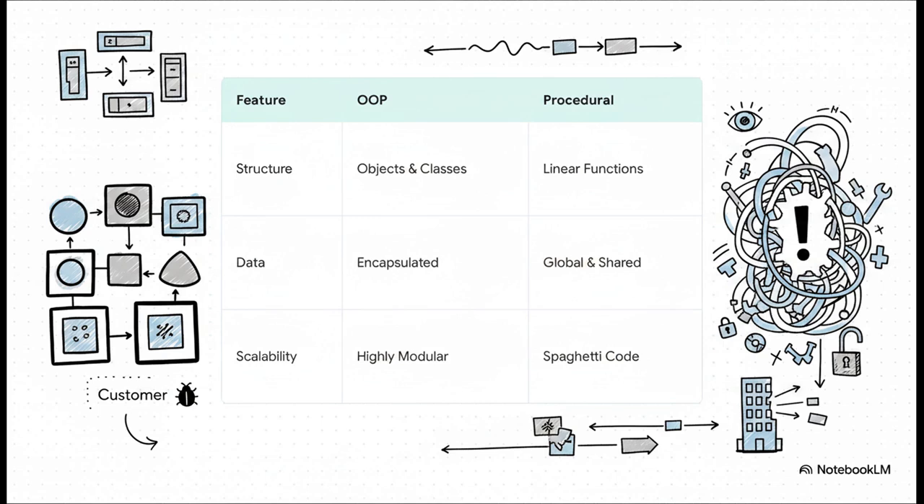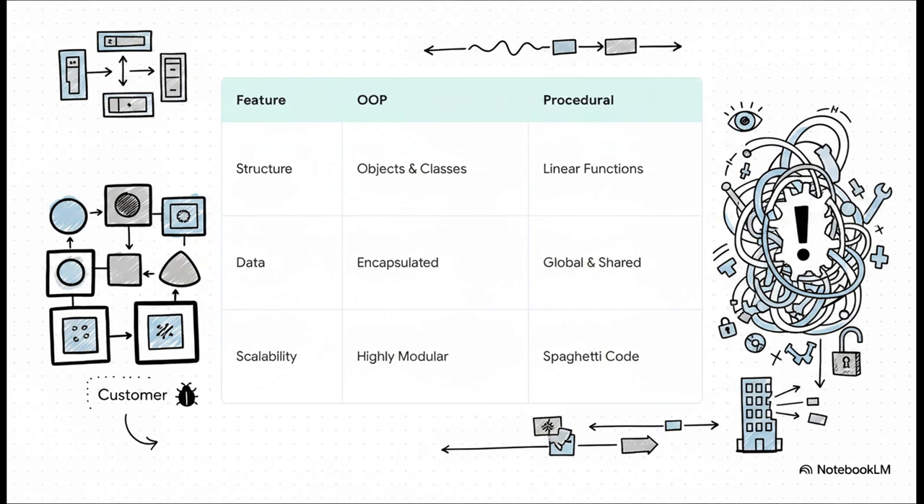In procedural systems, your data is often global, shared everywhere, and the code is just this long, linear sequence of functions. When a project gets big, that turns into the ultimate developer nightmare, spaghetti code. Everything is so tangled that pulling one tiny string breaks something on the other side of the app.